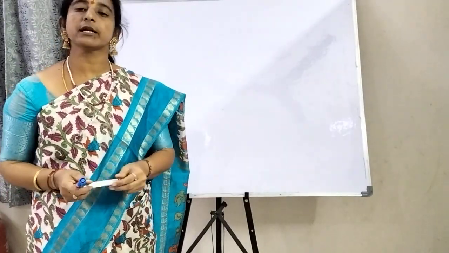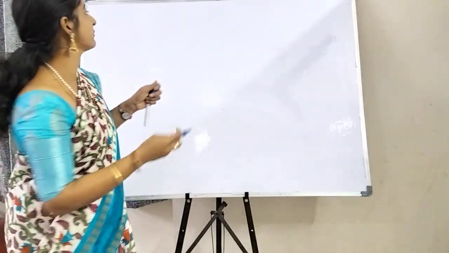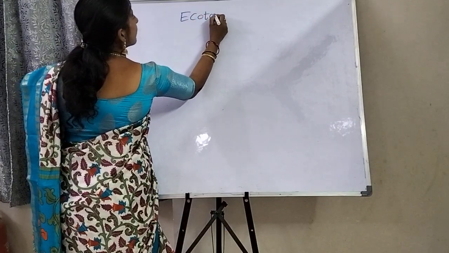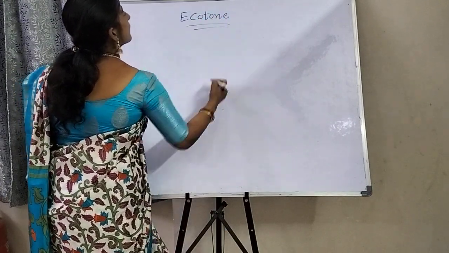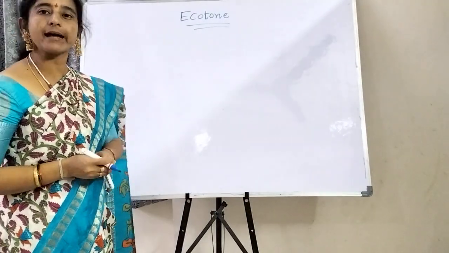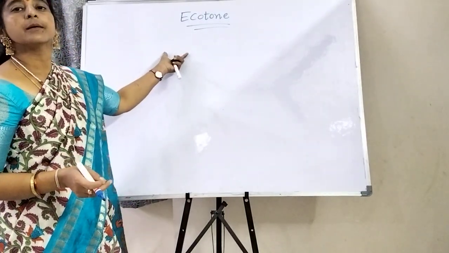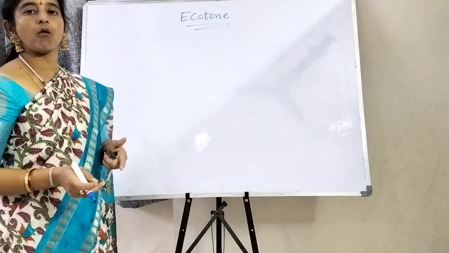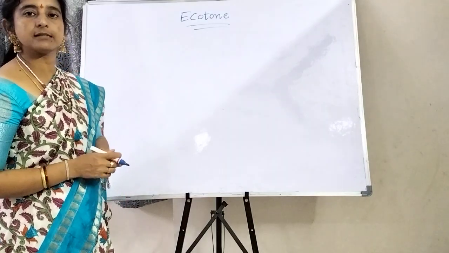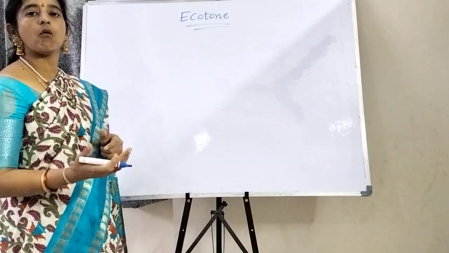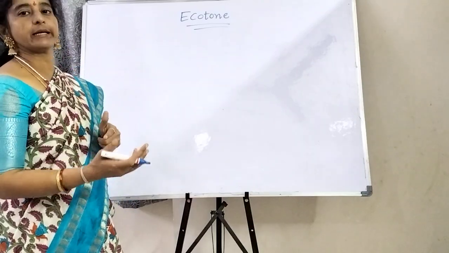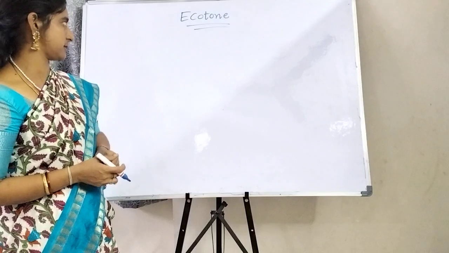Today I will tell about the ecotone. An ecotone is an area that acts as a transition, a boundary between two ecosystems.